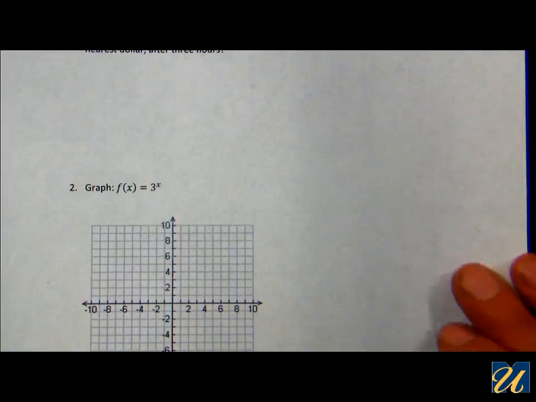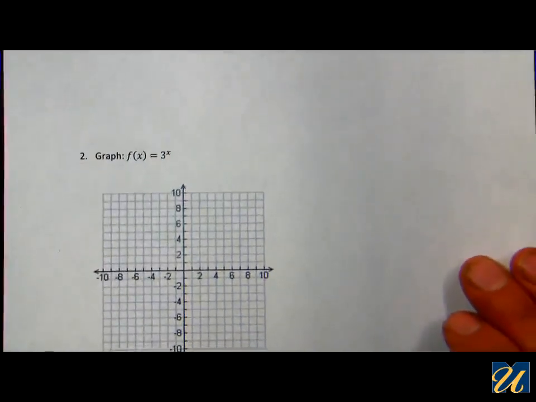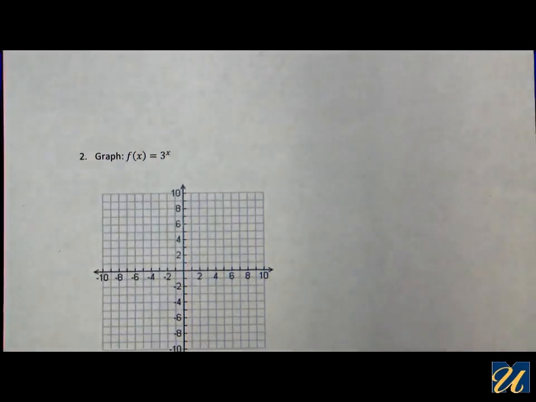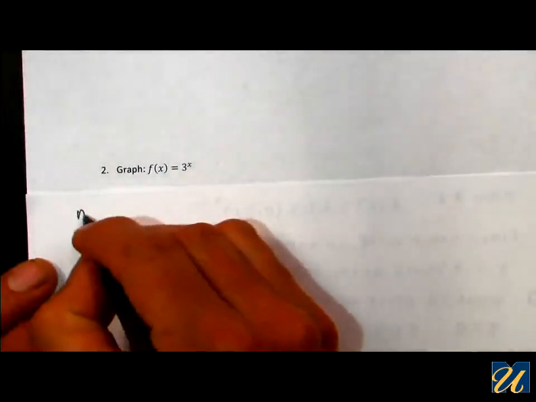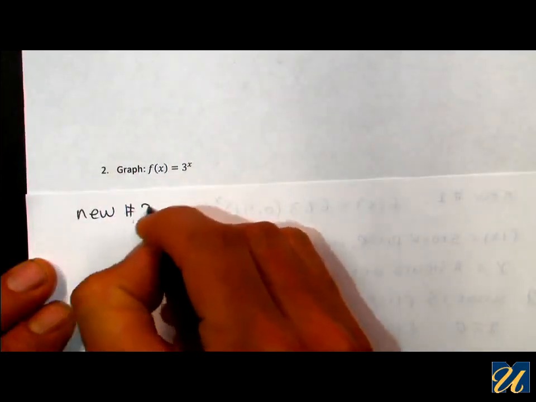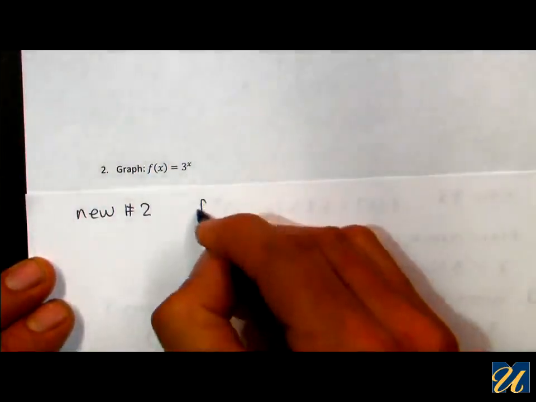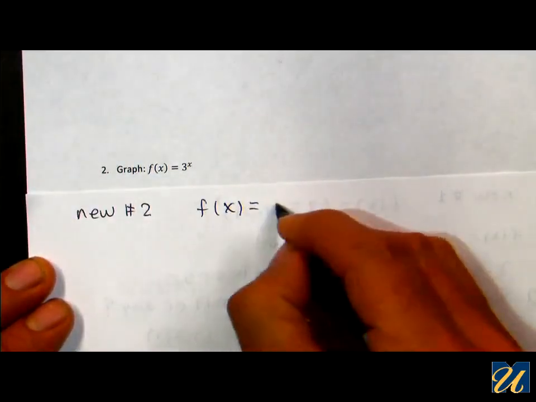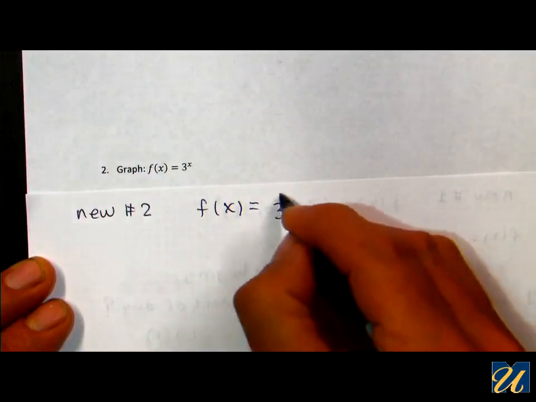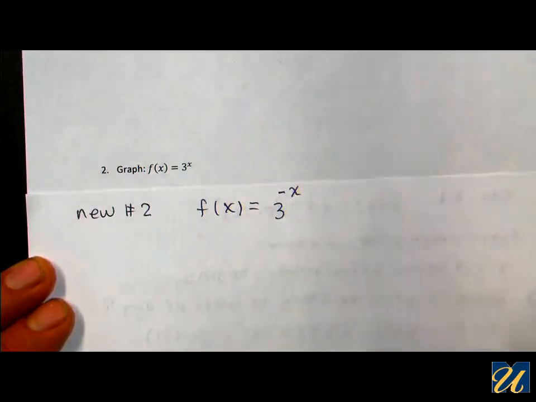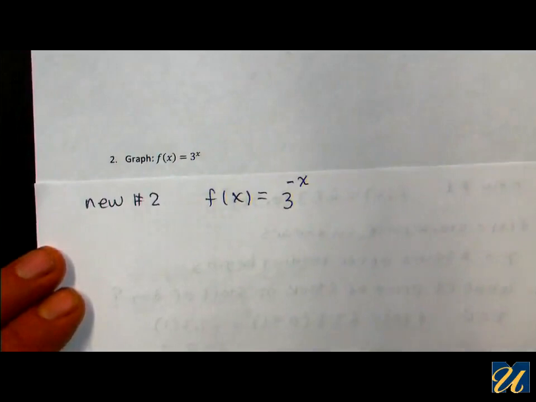Problem number 2: graph the exponential function 3 to the x. We did that on the PowerPoint slides as well. So let's take a look at a variation of problem number 2. Instead of graphing 3 to the x, let's do a new number 2, and let's make the function 3 to the power negative x. So let's graph this.